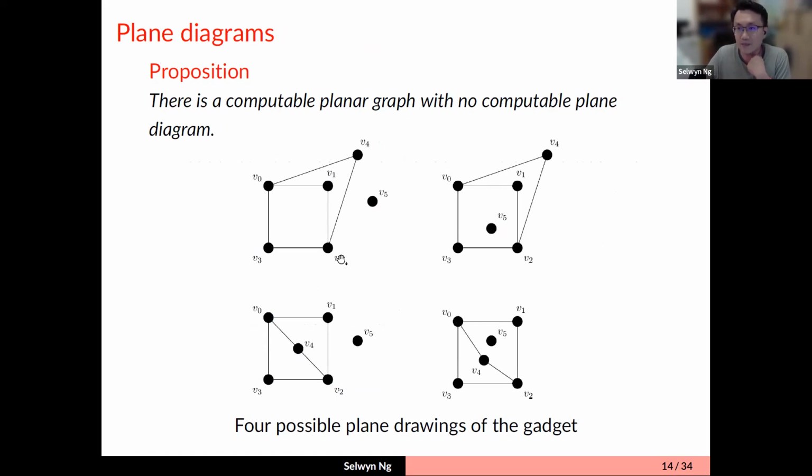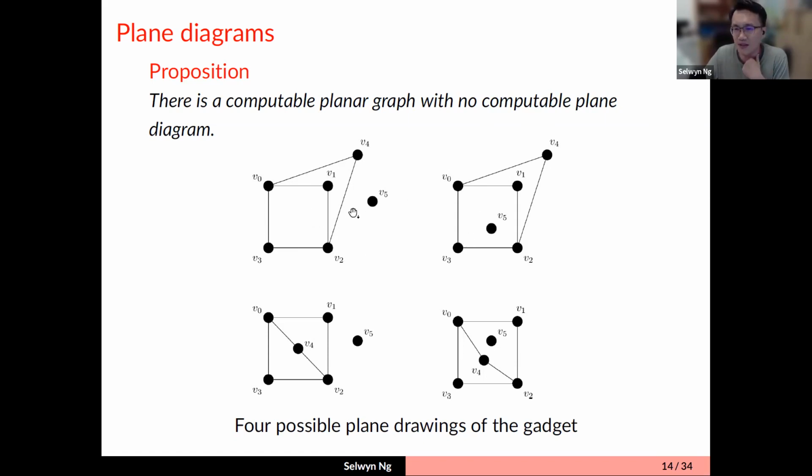What we do is we set up these gadgets initially with six vertices, V0, V1, V2, V3, V4, and V5, over here. Now remember what we are supposed to do. All we need to do is make our graph computable, and we have to defeat computable diagrams. Of course, our diagram doesn't have to be computable. We just need the graph to be computable. We set up the graph with gadgets in this way, and then we watch how the computable plane diagram represents our six vertices here.